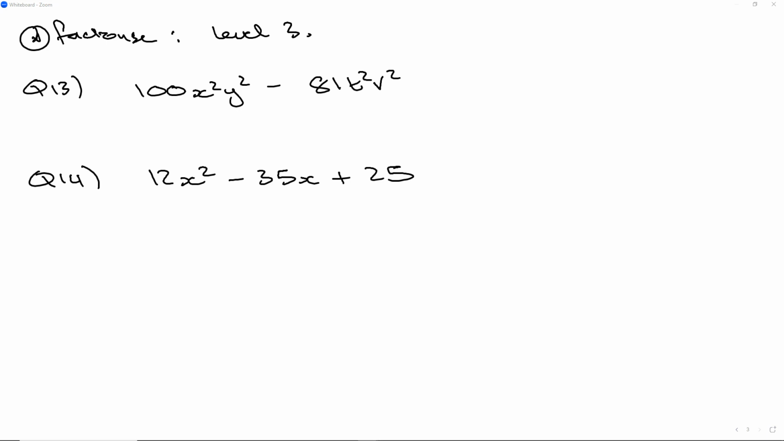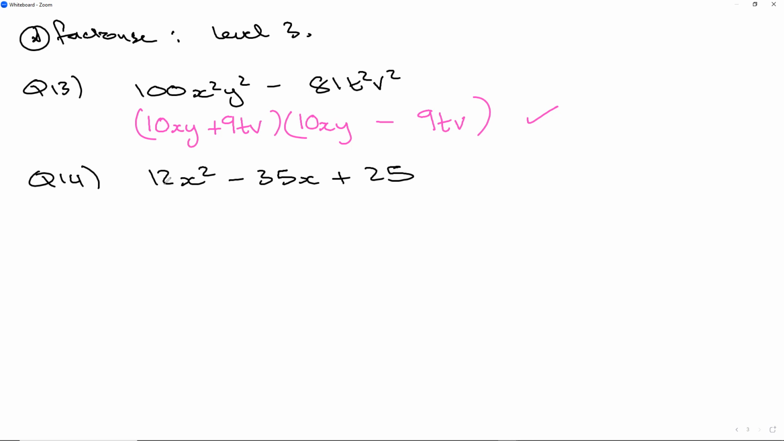So the first question over here, what we got is a difference of squares. And if I open up the bracket, remember we're going to square root each term. So the square root of 100 is 10, square root of x squared is x, square root of y squared is y, and then 10xy again. Square root of 81 is 9, square root of t squared is t, square root of v squared is v, and on this side here, 9tv again. Don't forget, once you have that, put a plus and a minus in that.